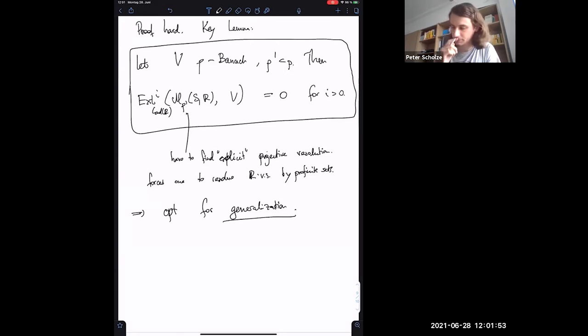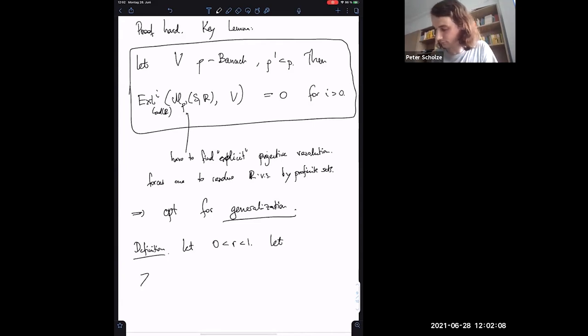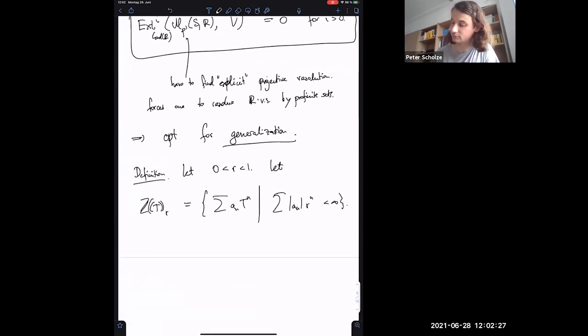Namely, let's fix some radius r between 0 and 1. Then you can define a certain ring of arithmetic Laurent series. The Laurent series T_r is the set of all those Laurent series, the sum of a_n times T to the n, such that the sum of the absolute values of a_n times r to the n is finite. So if you want, you can regard this as a union of all the subsets where the sum is less or equal to c.